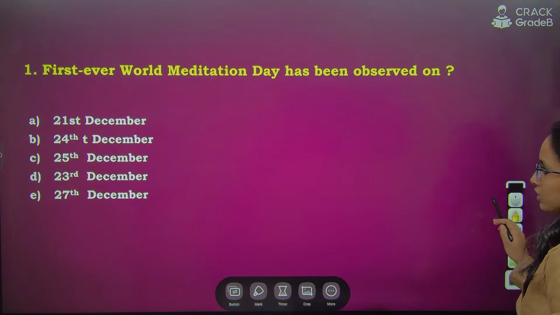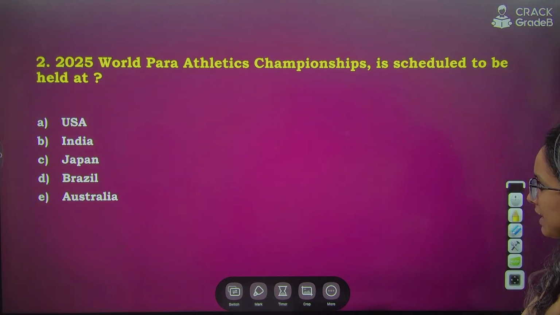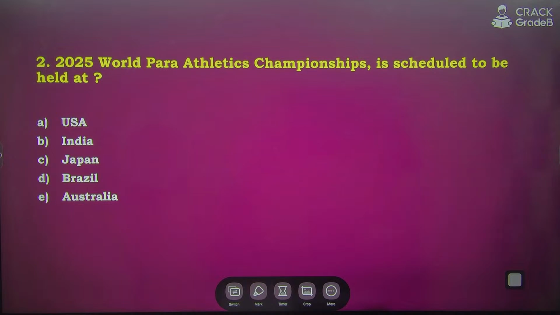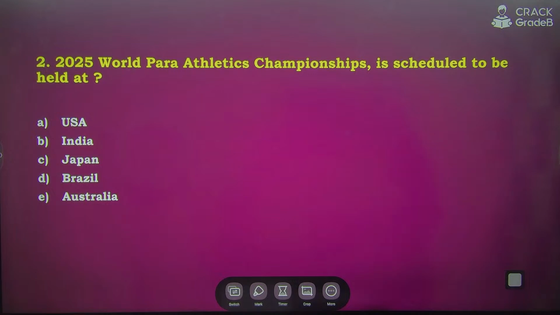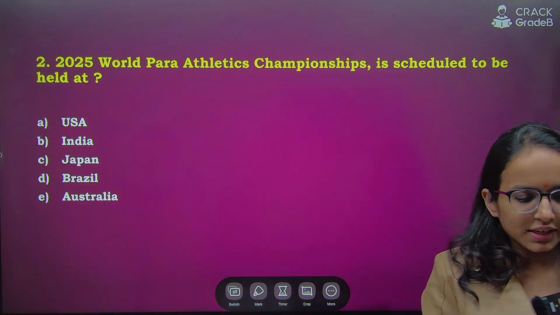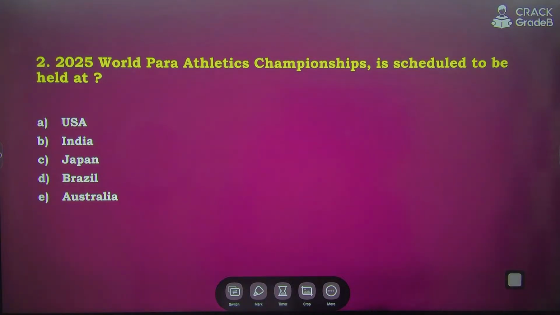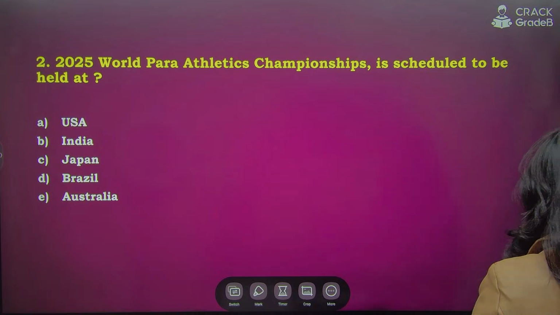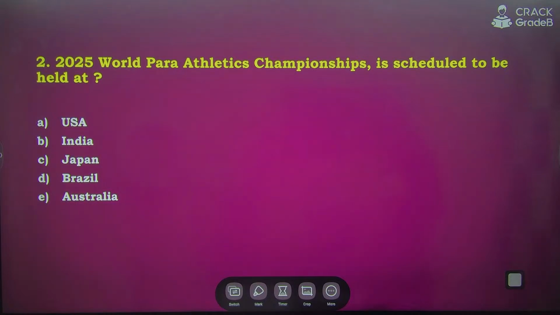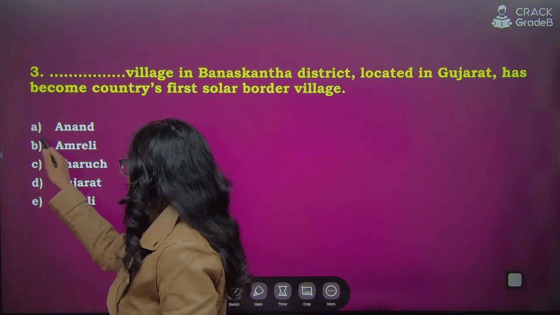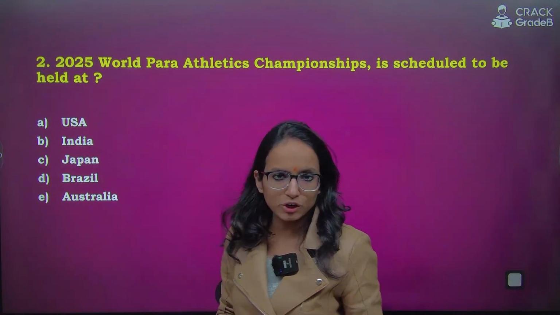Next question. 2025 World Para Athletics Championships is scheduled to be held at which of these following countries? India. Very good. So you know this is going to happen in India, right? B will be the right option, India.